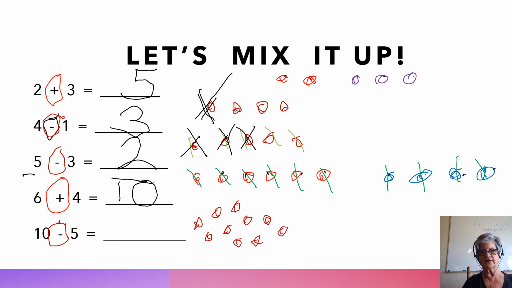Let's count to make sure I have that correct. I'm going to put a line through each one to make sure I have 10. You ready? Let's begin. 1, 2, 3, 4, 5, 6, 7, 8, 9, 10. Yay, I do have 10. Then it says minus 5. Minus means take away. So I'm going to put an X on 5 of them. 1, 2, 3, 4, and 5.